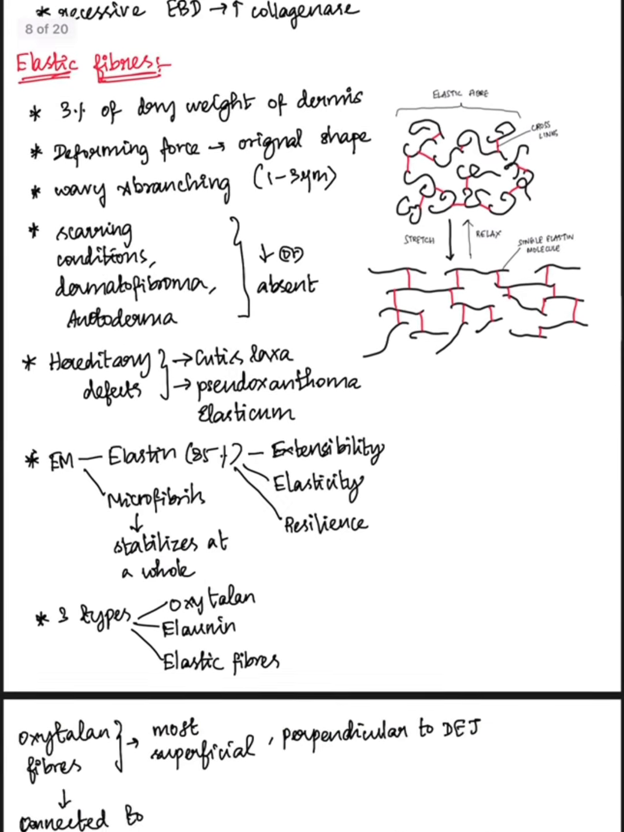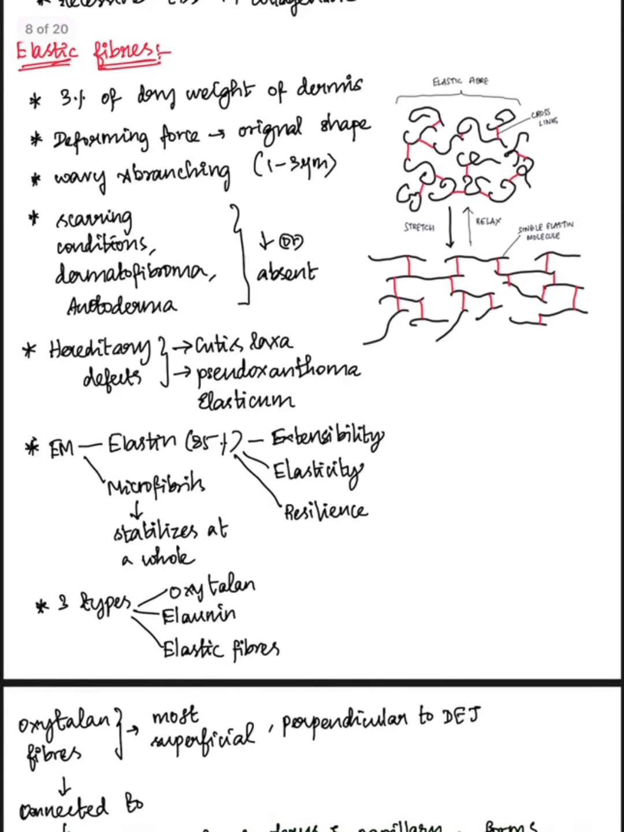So next are the elastic fibers. These elastic fibers, in contrast to collagen, contribute only 3% of the dry weight of the dermis. The main function of the elastic fiber is that after a deforming force, it helps the skin to come back to its original shape. It is wavy and branching, unlike the collagen fibers. In scarring conditions, dermatofibroma, and hereditary defects like cutis laxa and pseudoxanthoma elasticum, they are either decreased or absent.